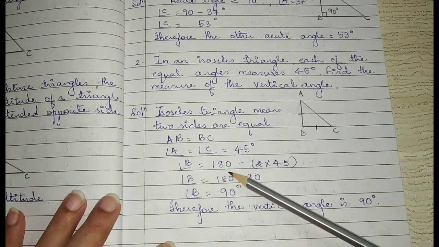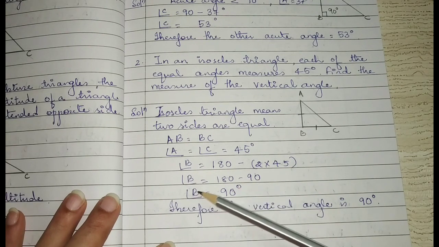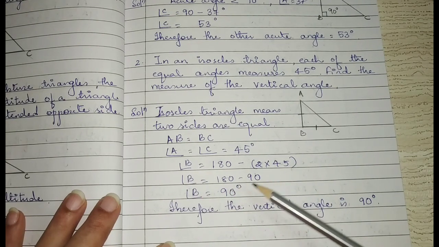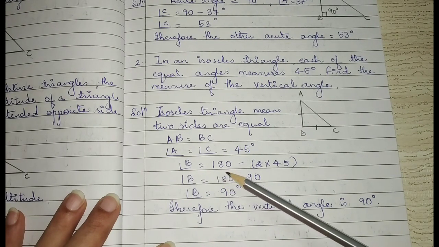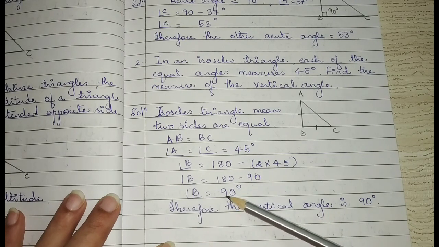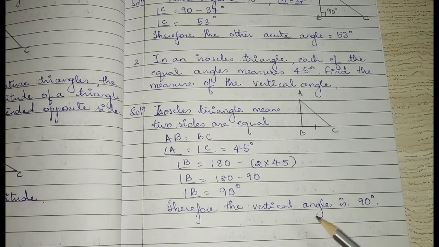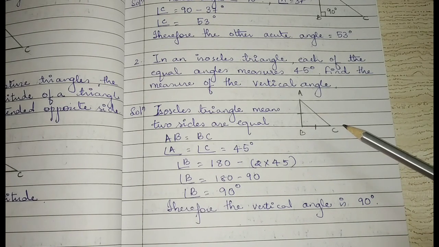So angle B is equal to 180 minus 2 times 45. 2 into 45 is 90. So angle B is equal to 180 minus 90. 0 minus 0 is 0. 8 से नहीं कर सकते तो 18 करना पड़ेगा, borrow करना है. तो 18 minus 9 is 9. So angle B is equal to 90 degrees. Therefore the vertical angle is equal to 90 degrees. That means angle B is equal to 90 degrees. So 90 plus 45 plus 45 will be nothing but 180 degrees.